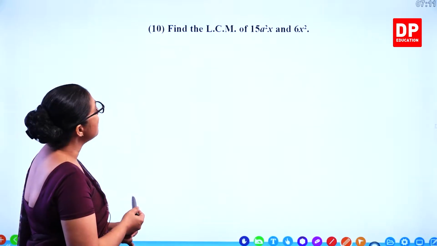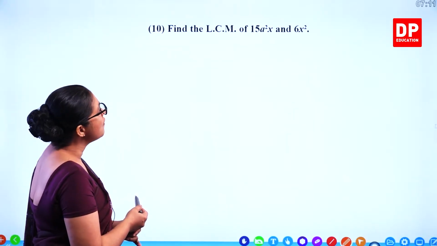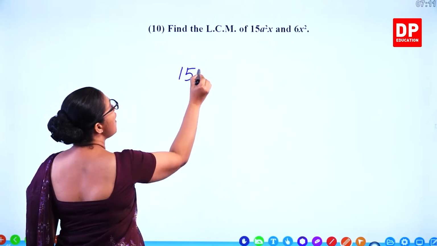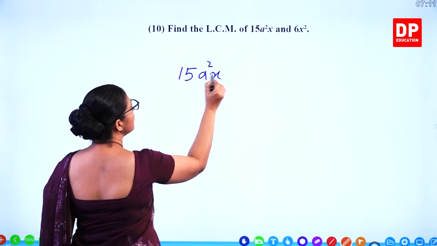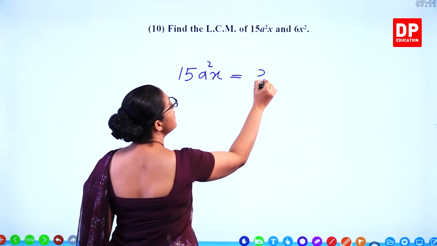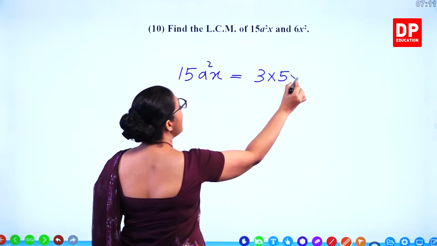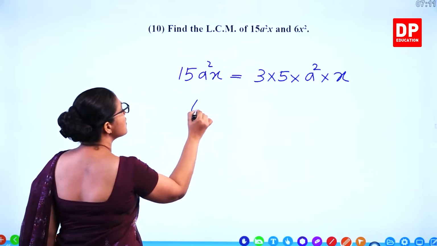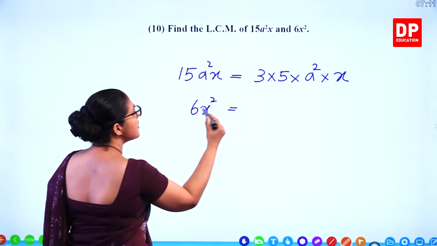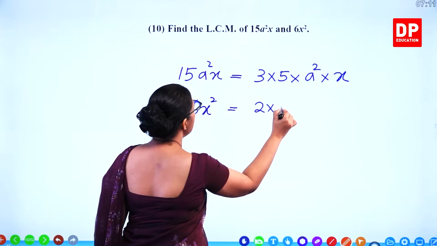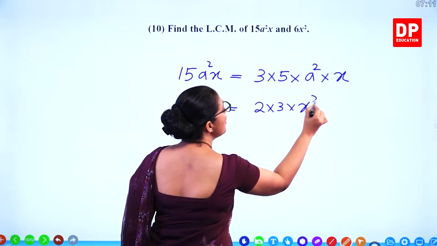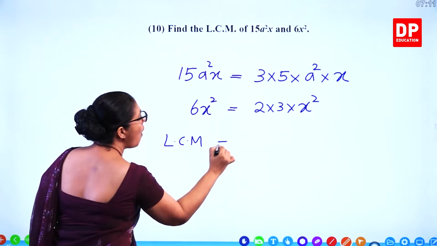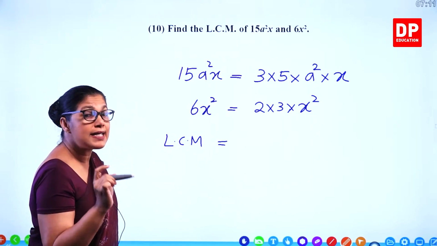Question number 10. Find the lowest common multiple of 15a squared x and 6x squared. So we have to write down the factors first. 15, you can write 3 times 5, and a squared x. What about 6x squared? 6 you can write 2 times 3, and then x squared. Now when you take the lowest common multiple, you have to take all distinct factors with the highest power.